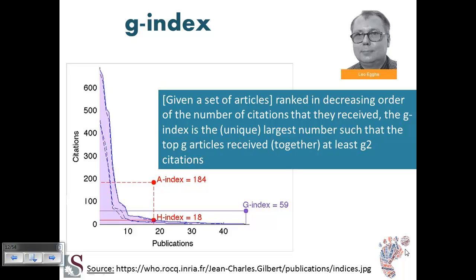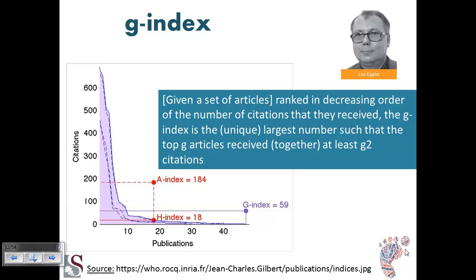It's the G index. The G index was proposed by Leo Egghe in a paper published in 2006. The aim of the G index was to rectify the fact that the H index did not reflect a scientist's most highly cited papers. It therefore tried to improve on the H index by giving more weight to highly cited papers. The G is the number of articles that receive G squared citations. So that's how you will work it out.